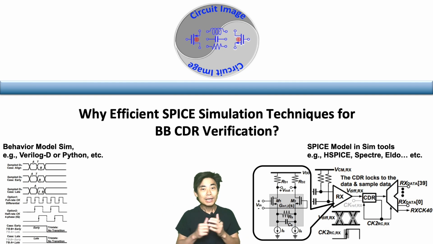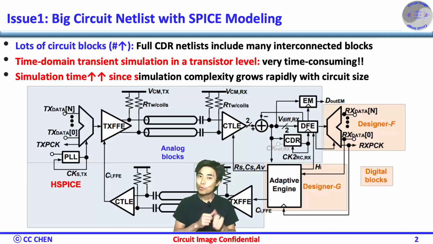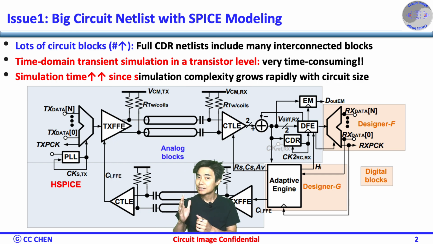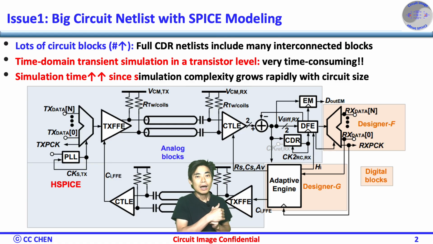Let's look at how we can make SPICE simulation more efficient while preserving important effects like jitter, ISI, equalization, and loop latency. Let's start with the first challenge, big netlist. Simulating a full bang-bang CDR in SPICE involves many interconnected blocks, from TX FFE to CTLE, DFE, CDR, and even digital adaptation engines. It's a large circuit. Each added block increases overall size and complexity.